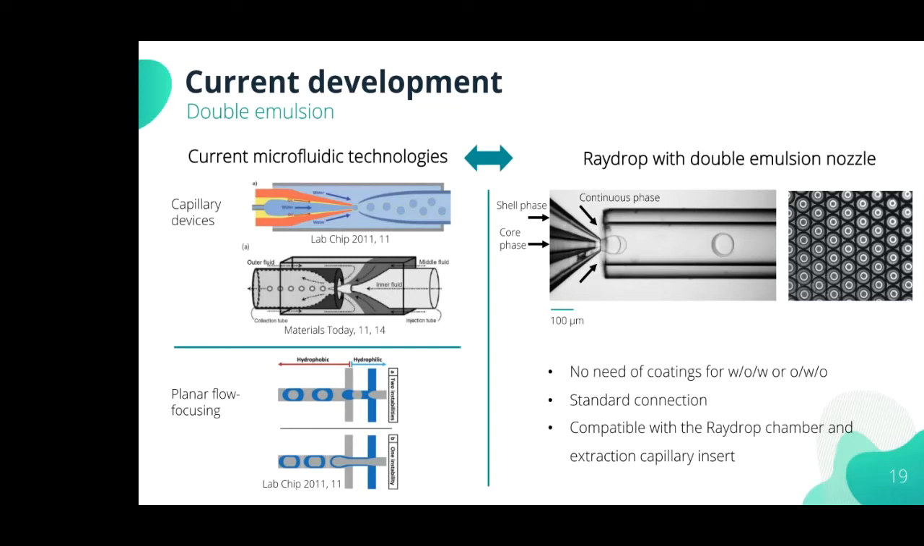Practically, you just need to change one part of the device, the injection insert, to go from a simple emulsion to a double emulsion system. So you have one device, but you have the possibility to make simple emulsion or double emulsion by just changing one insert of the system. And we think that this way to produce double emulsion is very promising because it has the robustness and the versatility that the other technologies lack.